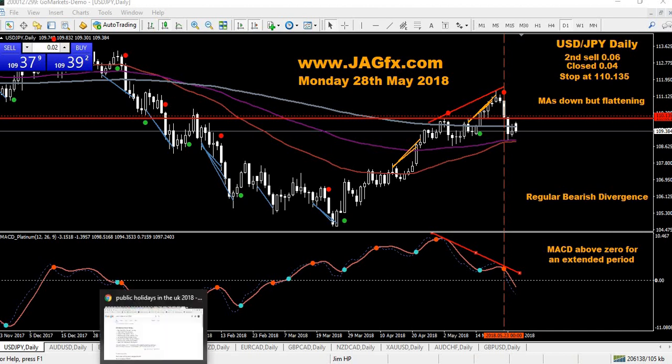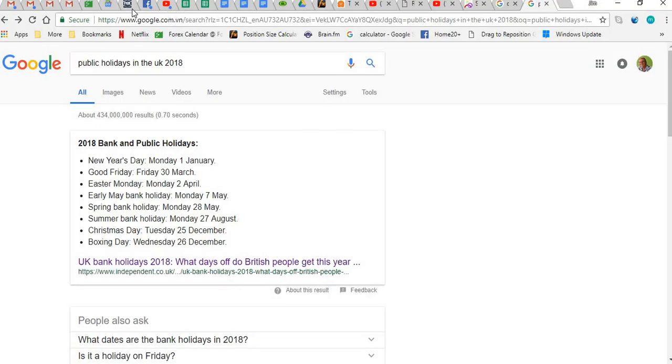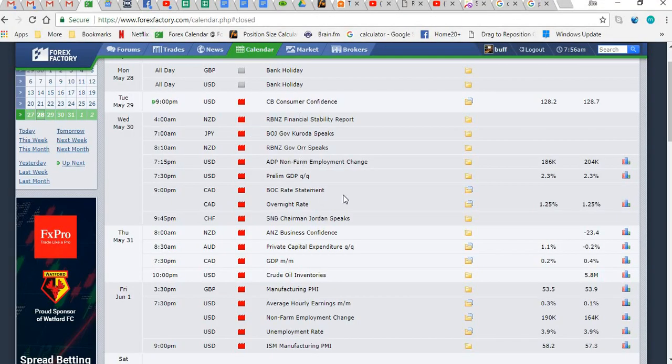First up, we'll just have a quick look at the news. Today is Monday, as I said, 28th of May. It's a public holiday in the UK or Great Britain. It's their spring bank holiday according to Google, and the US is Memorial Day, so the markets will be fairly quiet this morning, today, which is Monday.